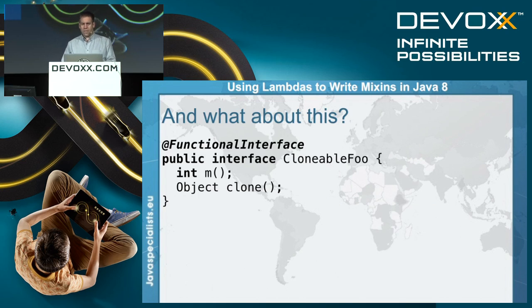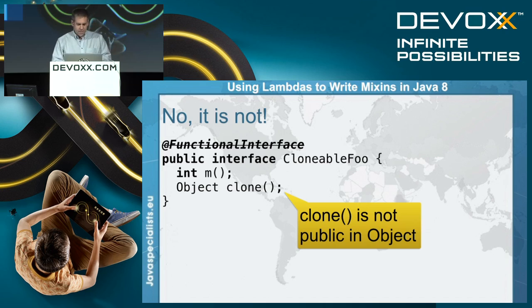Okay, what about this one? I've got two methods, int m and object clone. Who says this is a functional interface? Okay, so it's about 10 hands. And who says it's not a functional interface? Okay, so this time democracy wins. And actually it loses, because the clone method is not public inside object. So by having an int m, which is public, and by changing the visibility of the clone method to be public, we've basically made two public methods inside the Cloneable foo, and therefore this is not a functional interface. I've crossed it out.